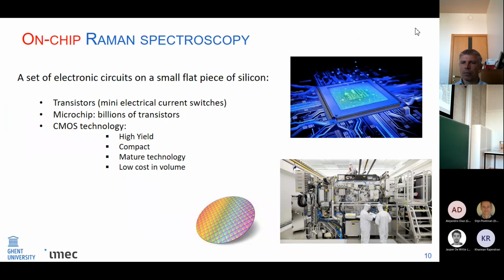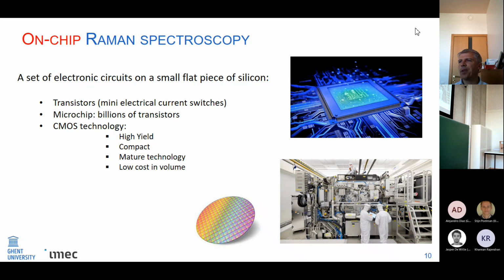And therefore, we can do on-chip Raman spectroscopy. When I talk about chips, I talk about the chips that are in your smartphone, in the computers here, or in your cars. Very simply, you could see this chip as a set of electronic circuits on a small flat piece of silicon. The main building block on such a chip is a transistor, which is kind of a mini electrical current switch, which allows you to make logical functions on the chip. And the typical microchip has a couple of billions of those transistors.